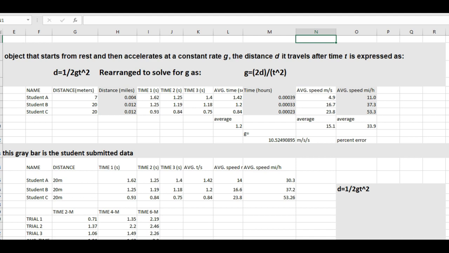Okay, so here we go. An object that starts from rest and then accelerates at a constant rate of g. The distance it travels after time t is expressed as d equals 1/2 gt squared. Distance equals 1/2 times gravity times time squared. Typically, we're trying to verify the constant, and therefore we need this equation to equal g, because g is the constant. So I'm going to pause and show you a different picture to show you how to rearrange an equation.